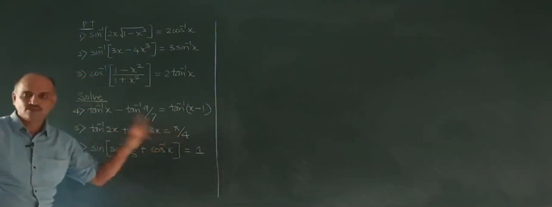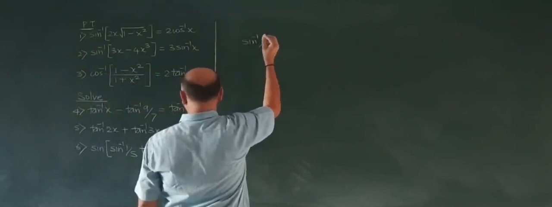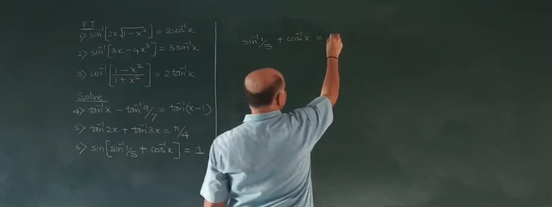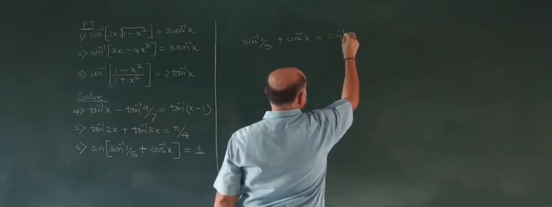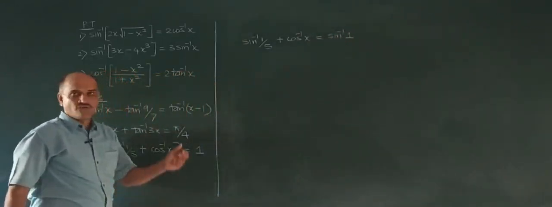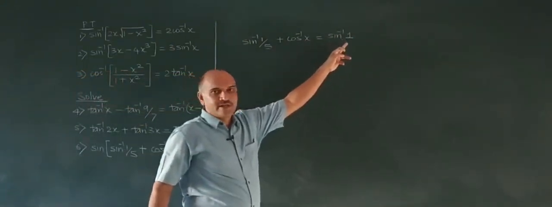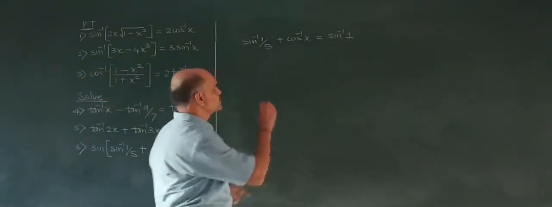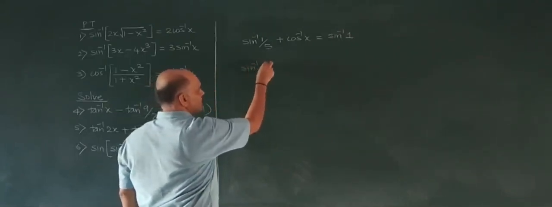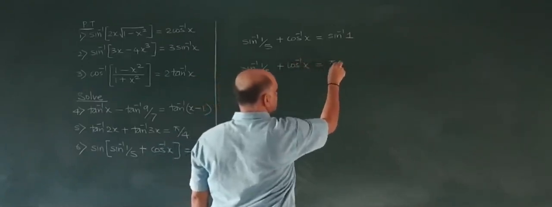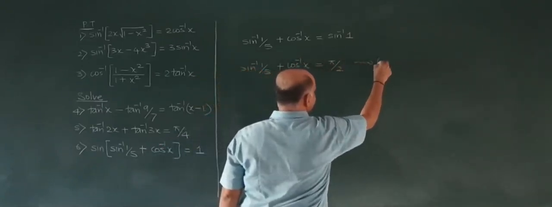Okay, so sixth one. So here I will pass this sine to the RHS, so I will be having sine inverse 1 by 5 plus cos inverse x is equal to sine inverse 1. When will the value of sine theta be 1? At pi by 2. So this will be sine inverse 1 by 5 plus cos inverse x is equal to pi by 2. This I will take as equation 1.